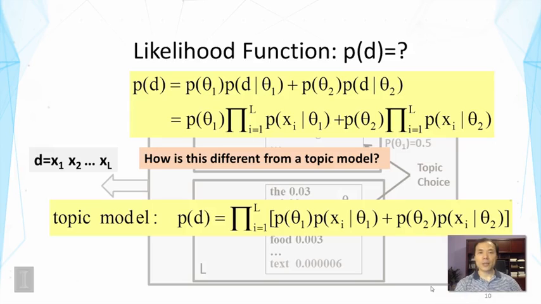Now, in the topic model, we see that the sum is actually inside the product. That's because we generate each word independently, and that's why we have the product outside. But when we generate each word, we have to make a decision regarding which distribution to use. So we have a sum there for each word. But in general, these are all mixture models, and we can estimate these models by using the EM algorithm, as we will discuss more later.